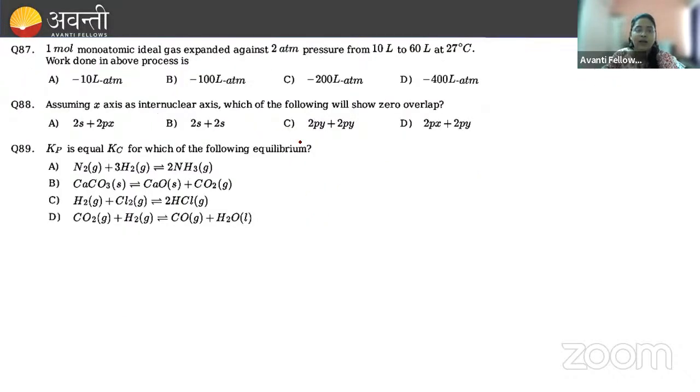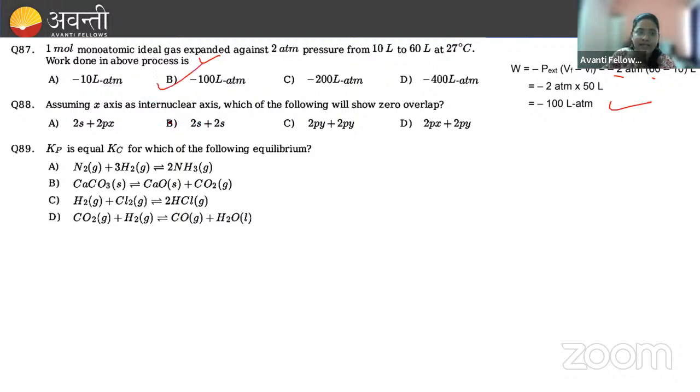Next, 1 mole of monoatomic gas expanded against 2 atm pressure from 10 liter to 60 liter at 27 degrees. What is the work done? So here we need to find out the work. Okay, monoatomic gas is given, pressure is given, volume is given, temperature is given, number of moles is given, work has to be found. What is our formula? W is equal to minus P external (Vf minus Vi). Put the pressure, put the volume, you will get the answer. Very simple problem. Minus 100 liter atm, because work done is equal to PV. Yes, the answer for 87 is our B.